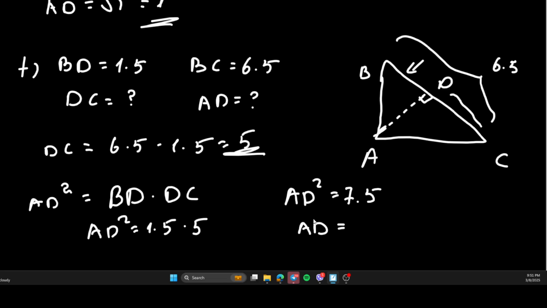So AD is the square root of 7.5, which we cannot simplify. Can we? I'm pretty sure that we can simplify somehow, like taking 2.5 times 3. And I think we can take the root of 2.5, but I'm not sure. Yeah, just leave it like that. 7.5.